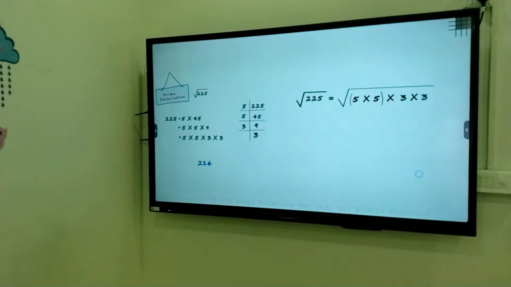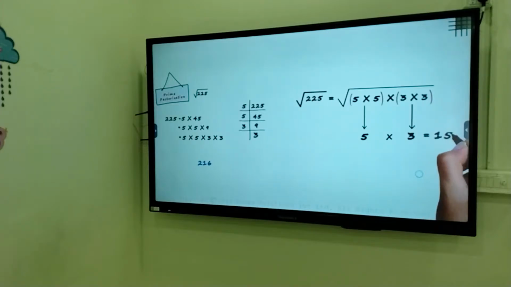This can be our first root, 5 and 5. We can make another root, 3 and 3. We basically form pairs of same numbers. So we have two pairs of same numbers here, 5 and 5 and 3 and 3. Once we form pairs, to find the square root, all we have to do is pick one number from each pair and multiply them. So from the first pair, we pick 5, and from the second pair, we pick 3. And we multiply 5 and 3, which gives us 15.